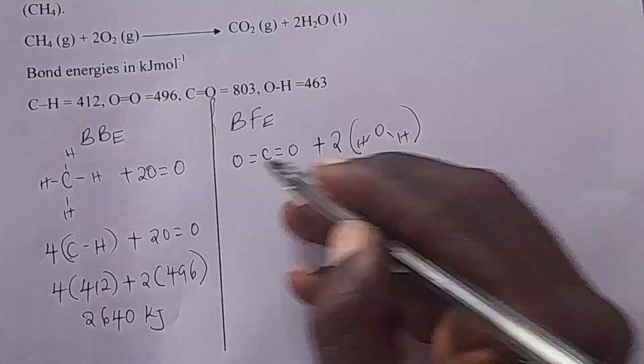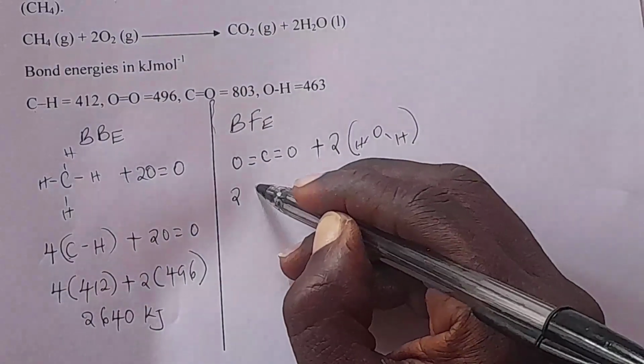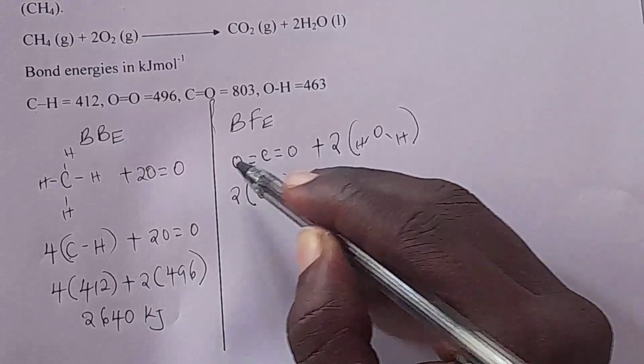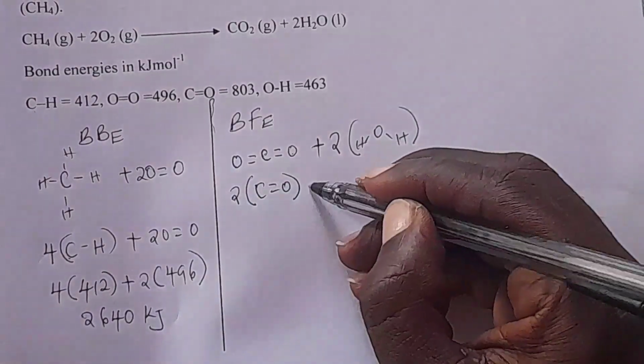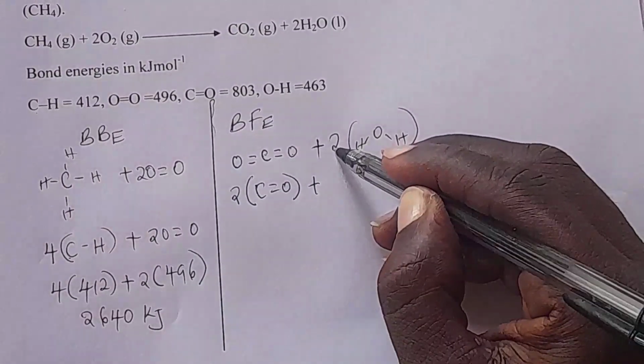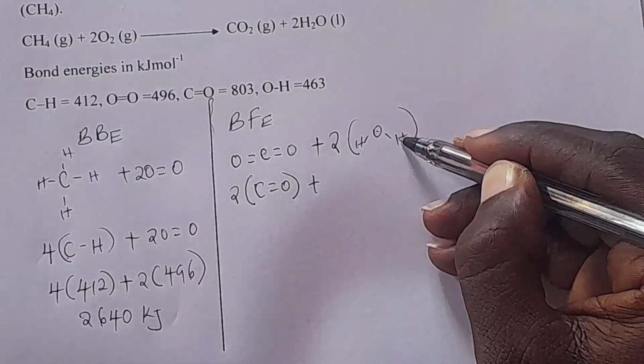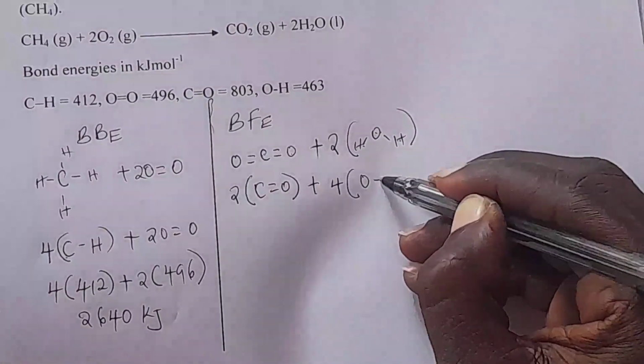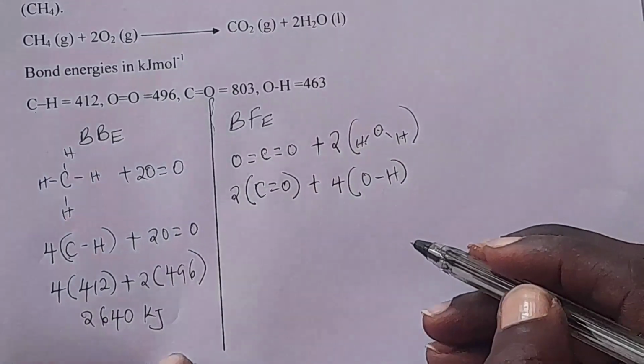Okay, if we simplify this, we mean 2 bracket carbon to oxygen. This is 2 of carbon to oxygen plus, then here we're having 2 waters and it's oxygen hydrogen, so it will be 4 of oxygen hydrogen. Okay, let's go.